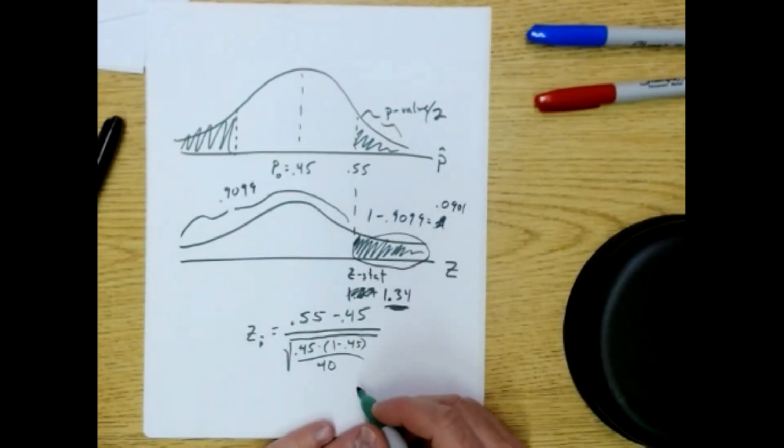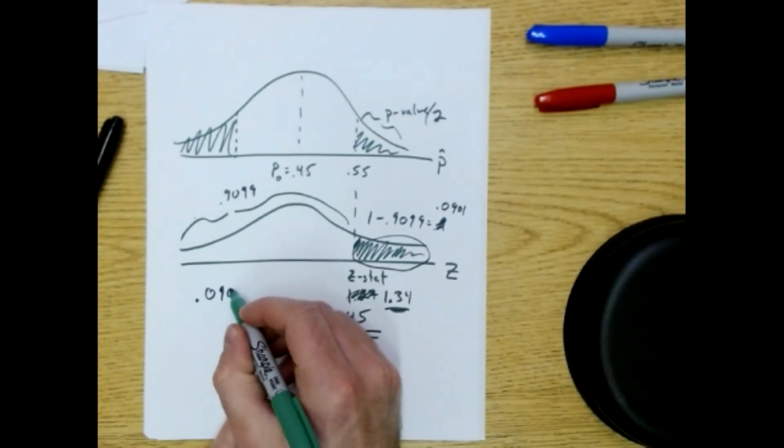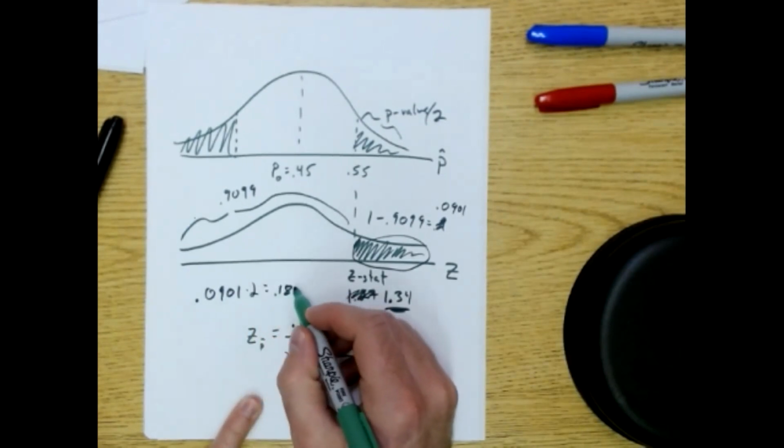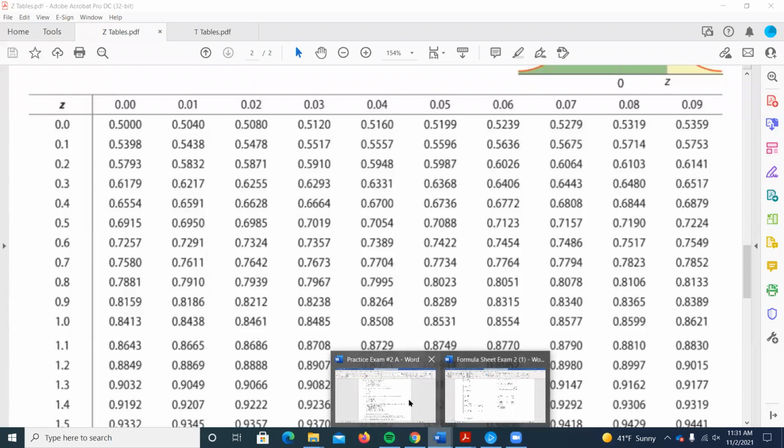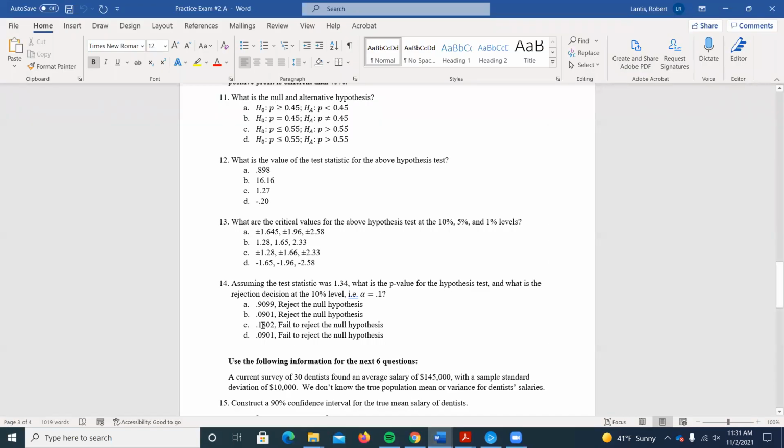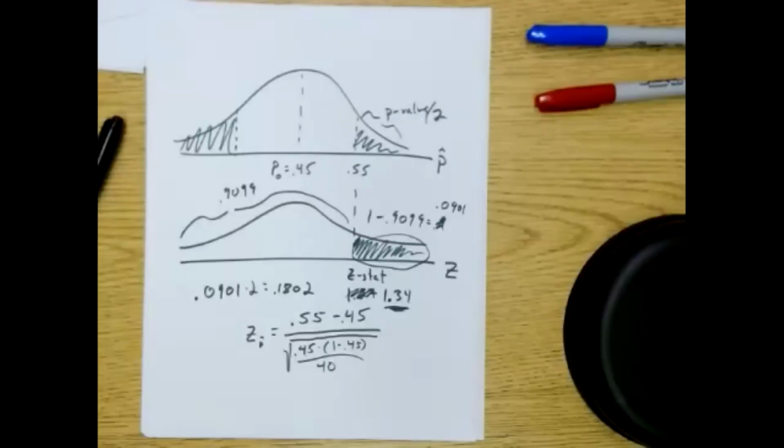It's a two-tailed test, so I have to make sure that I then multiply it by 2, and I get 0.1802. So our p-value was 0.1802. Do I fail to reject at an alpha of 0.1? Well, I only reject if my p-value is less than alpha. 0.18 is not less than 0.1, so I fail to reject. Okay, so those are the next set of problems.